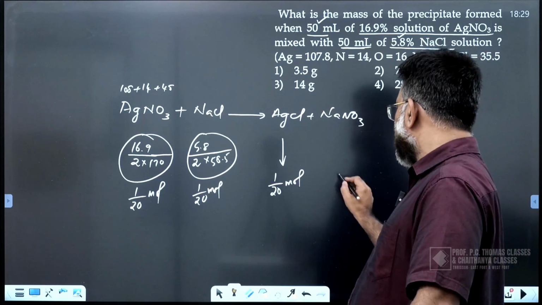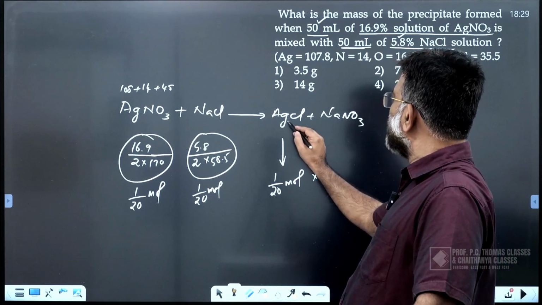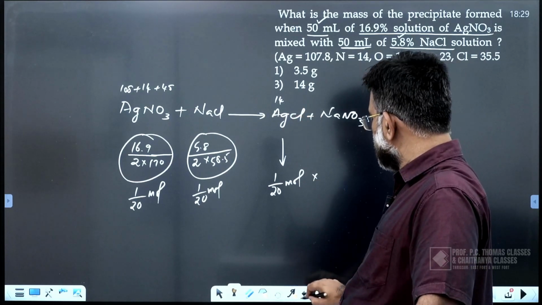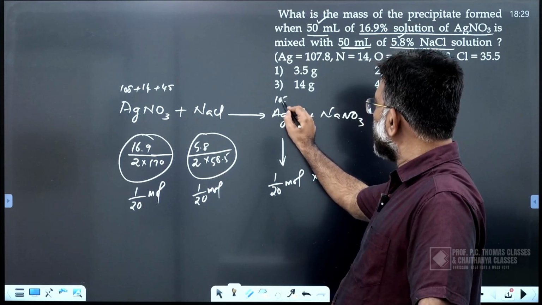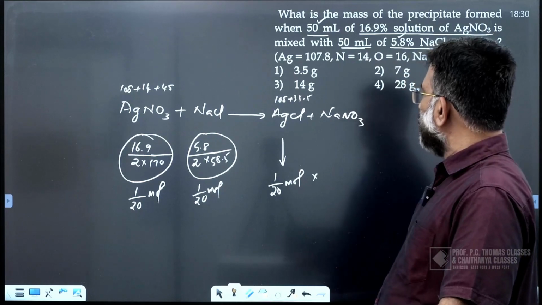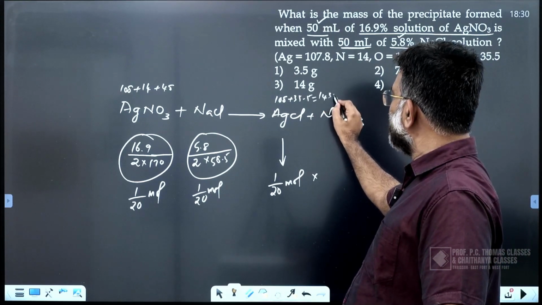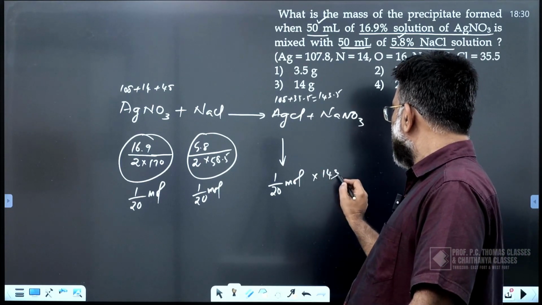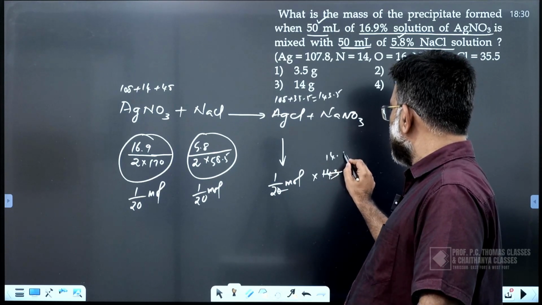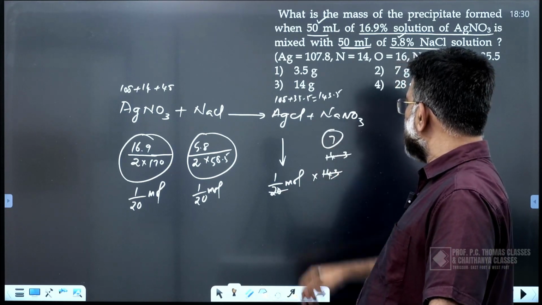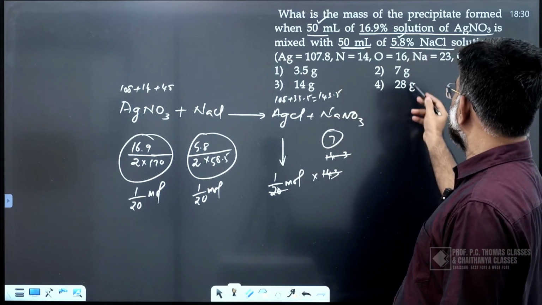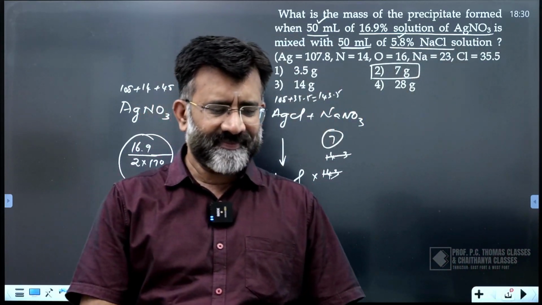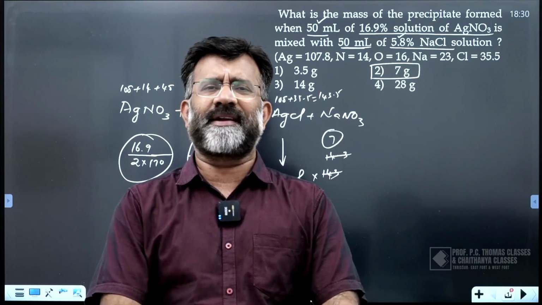Right? What will be the mass? It is 1 by 20 mole into the molar mass of AgCl. Sorry, it is silver 108 plus 35.5, that is 143.5. So it is 143.5 divided by 20, which is 14.3 something divided by 2, that means 7 gram approximately. Option 2 will be the correct answer, 7 gram. Right? A moderate level question from the stoichiometry part.